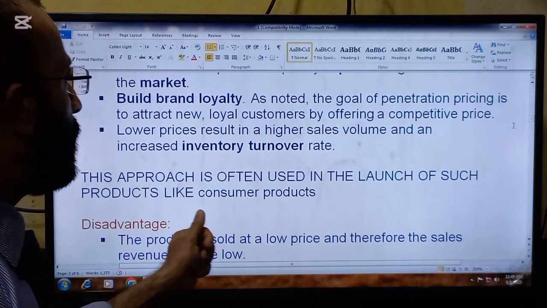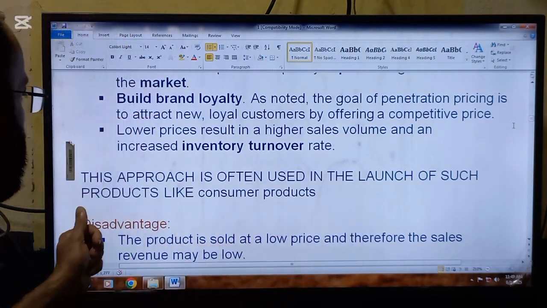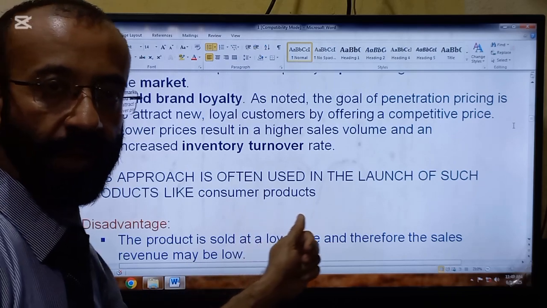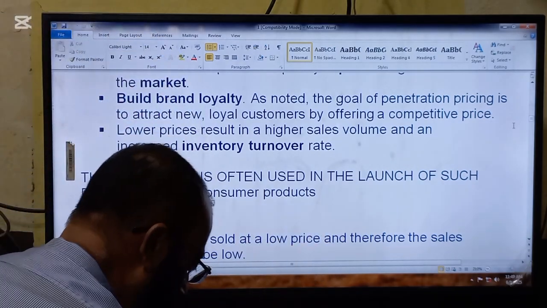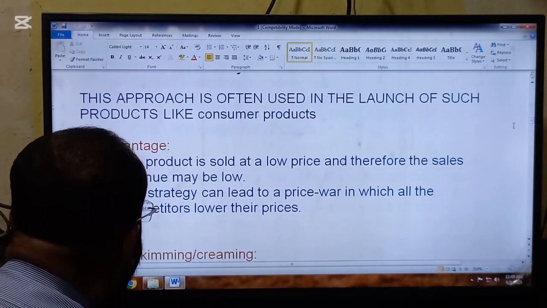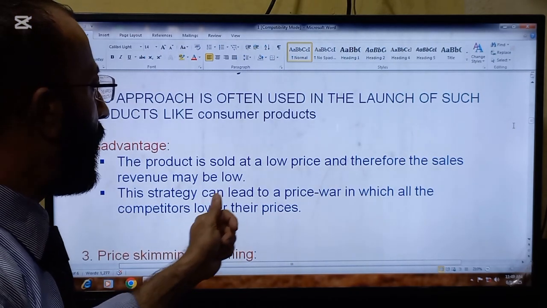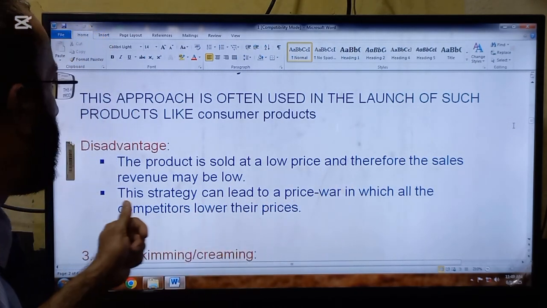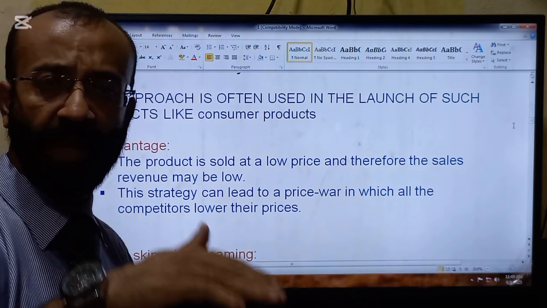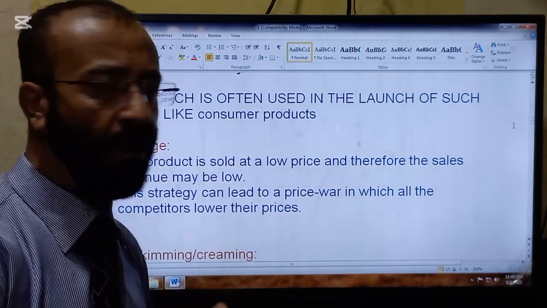This approach is often used in the launch of consumer products, so this strategy can be adopted there. But the disadvantage of this kind of strategy is the product is sold at a low price and therefore the sales revenue may be low. Definitely the price is low, so in total the revenue will also be low.